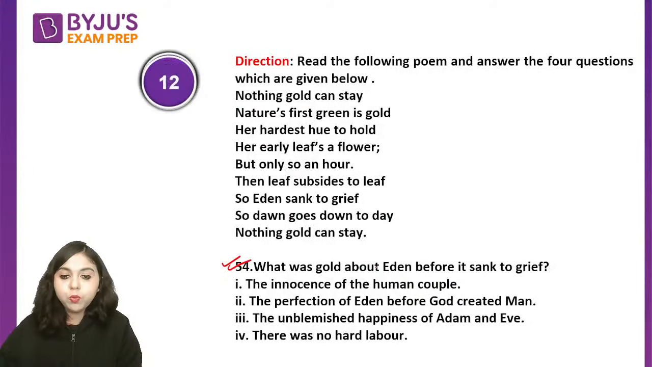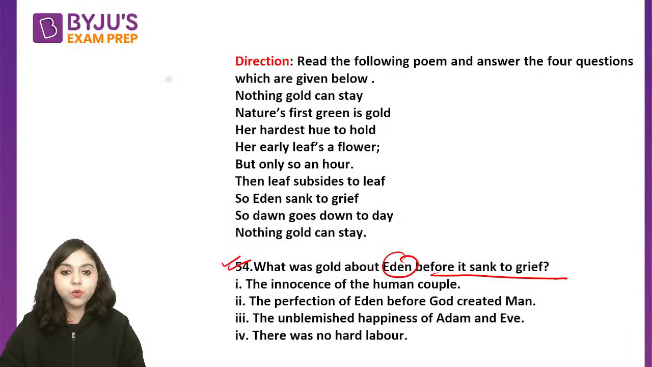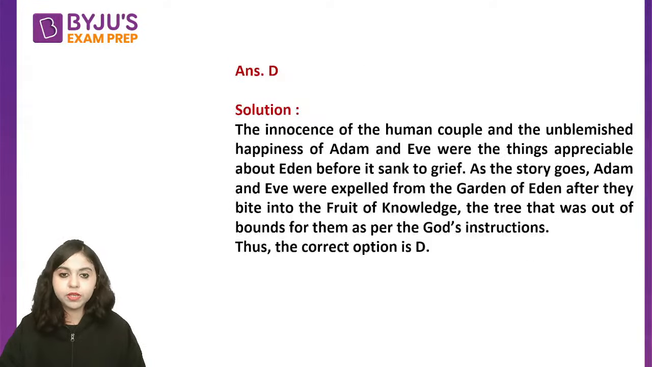Okay, the next one, the 54th. What was gold about Eden before it sank to grief? So here in Robert Frost's writing, what was it that was gold? What is the right answer here? There is actually a mix of answers that you are having, by the way. The innocence of the human couple is also coming in. And there is also the unblemished happiness. The perfect Eden before the fall. There was no hard labor. That is not what is being said over here.